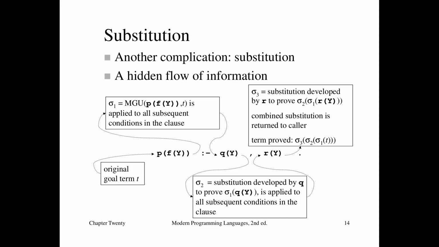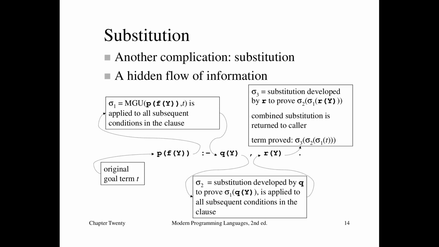That leads us to Q of y, which then constructs a second substitution, developed by Q, to prove that sigma 1 of Q of y is applied to all subsequent conditions in the clause, which then leads us to sigma 3, which is applied to R, and then sigma 3 is generated by R to prove that sigma 2 of sigma 1 of R of Y is equivalent.